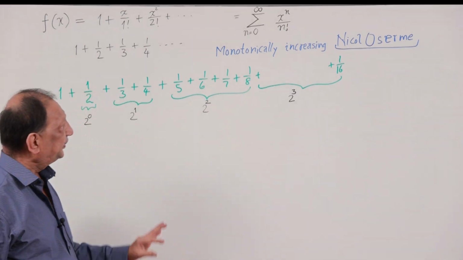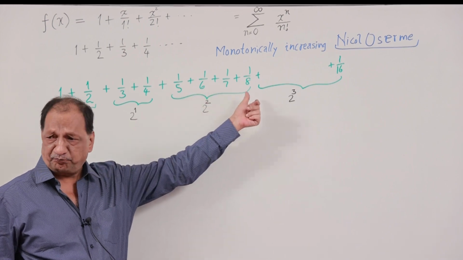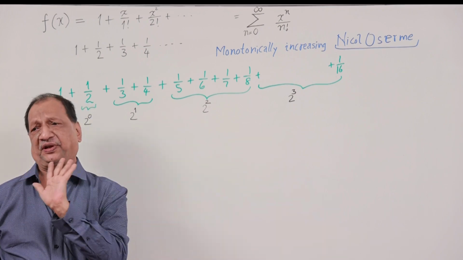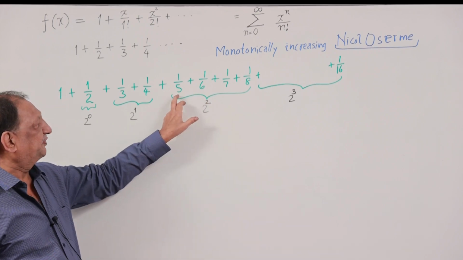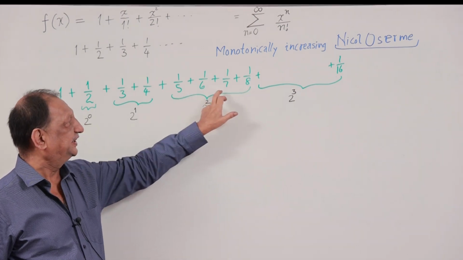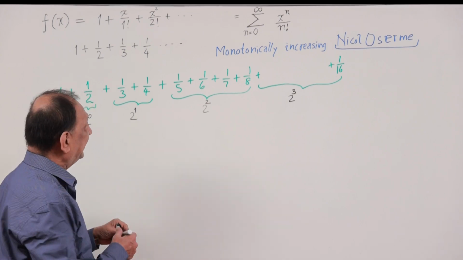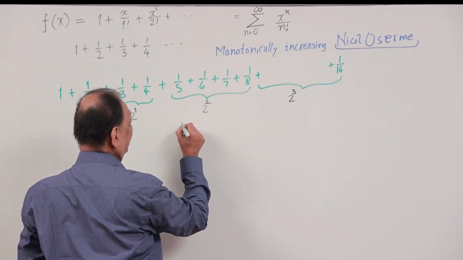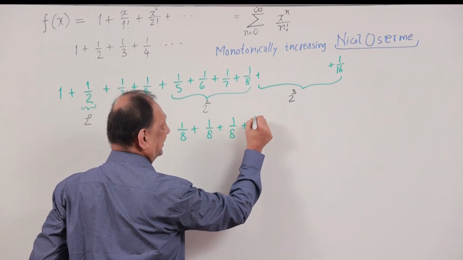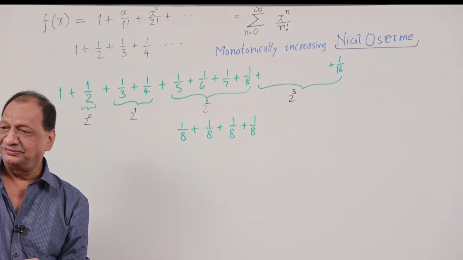Now, if you take any one group, for example, 1/5 plus 1/6 plus 1/7 plus 1/8, we know that each successive term is less than the previous term. No questions on that. That means 1/5 is greater than 1/6, which is greater than 1/7, which is greater than 1/8. So all the first 3 terms are greater than 1/8. Correct? That means, if I replace the first 3 by 1/8 plus 1/8 plus 1/8, and the last one, of course, I leave as 1/8. Supposing I do this, what is the total I will get? I will definitely get a lesser total.